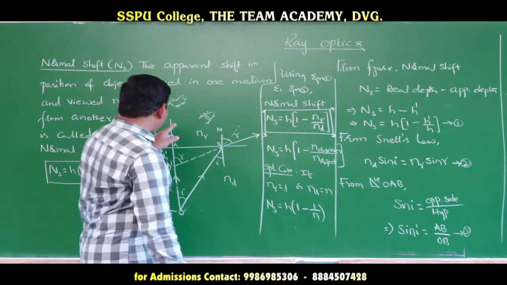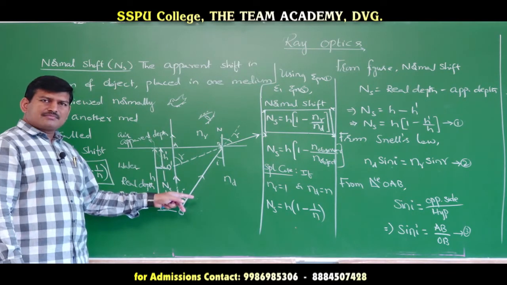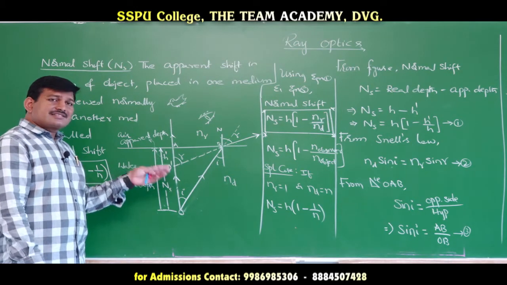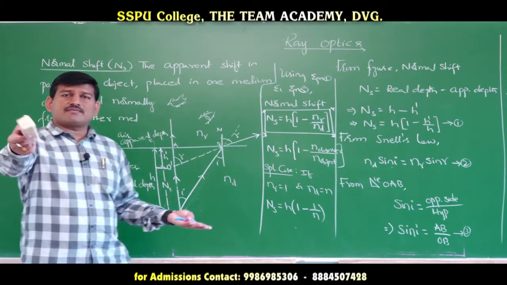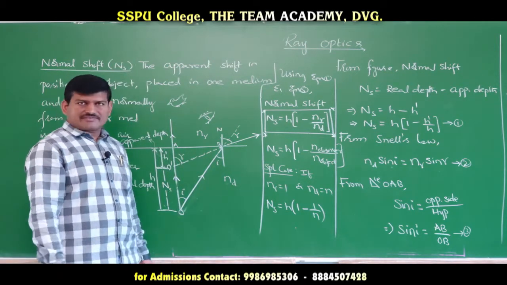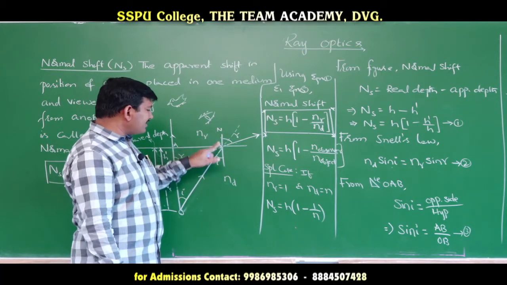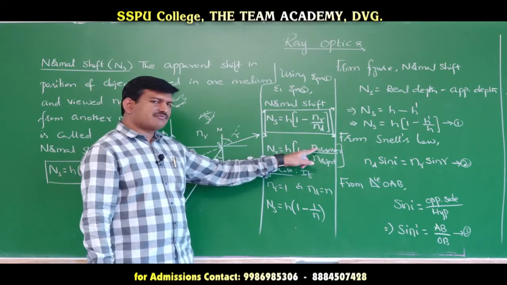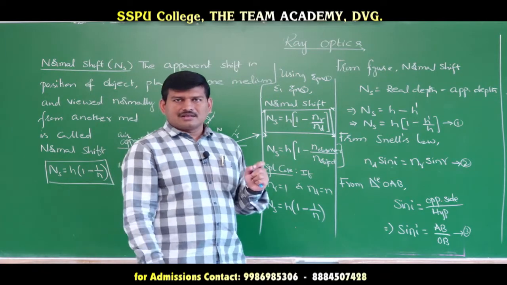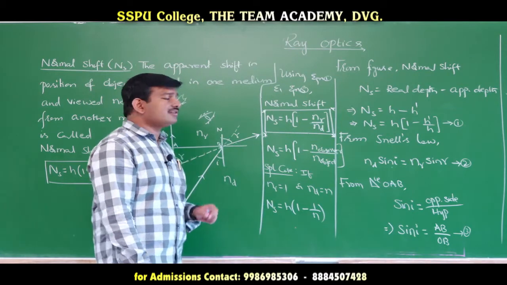Suppose this medium and this medium are the same, will you have a normal shift? If the two media are the same, refraction does not take place. The incident light ray does not bend. It will travel straight away without any deviation. Then there is no refraction, no normal shift. Is it clear? So if this medium is n and the other is also n, n by n is 1, 1 minus 1 is 0, normal shift is equal to 0. A normal shift of 0 says that the object medium and the observer medium are the same.